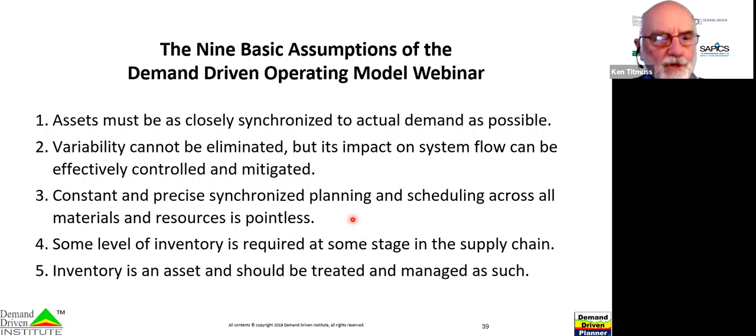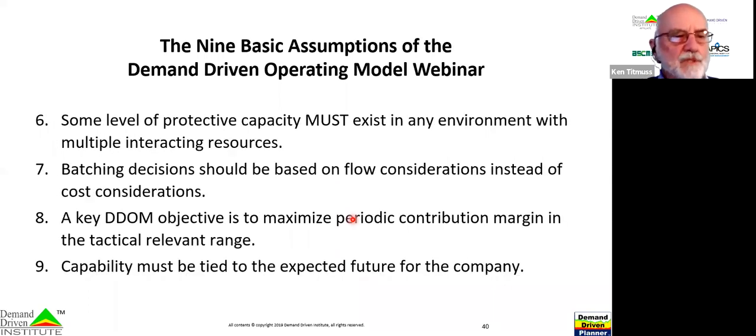Some levels of inventory are required at some stage in the supply chain, and inventory must be treated as an asset and managed as such. Number 6 was some level of protective capacity must exist in any environment with multiple interacting resources. And batching should be based on and not on cost.